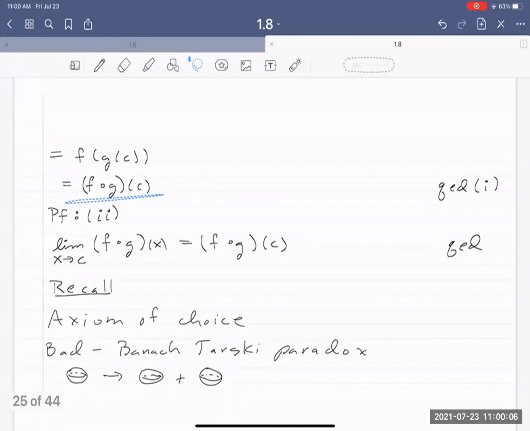Next, I try to show it the other way. Well, the limit as x approaches c of f composed with g at x is just f composed with g at c. And so it's continuous.